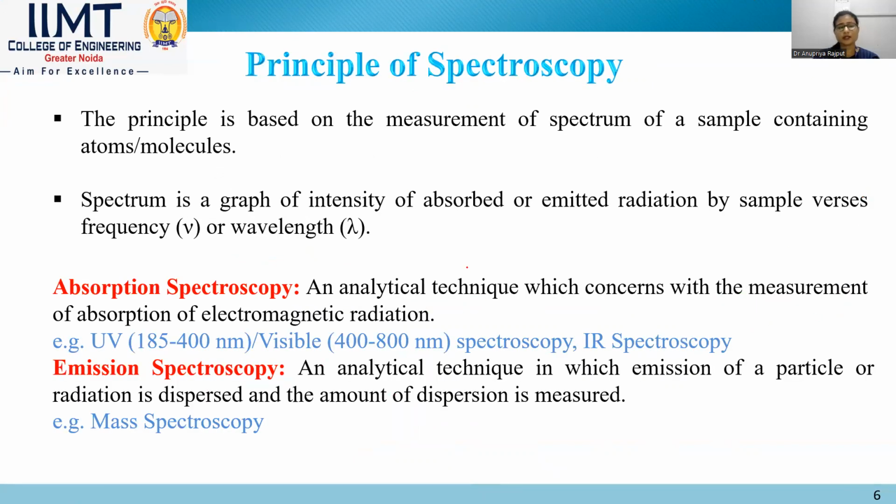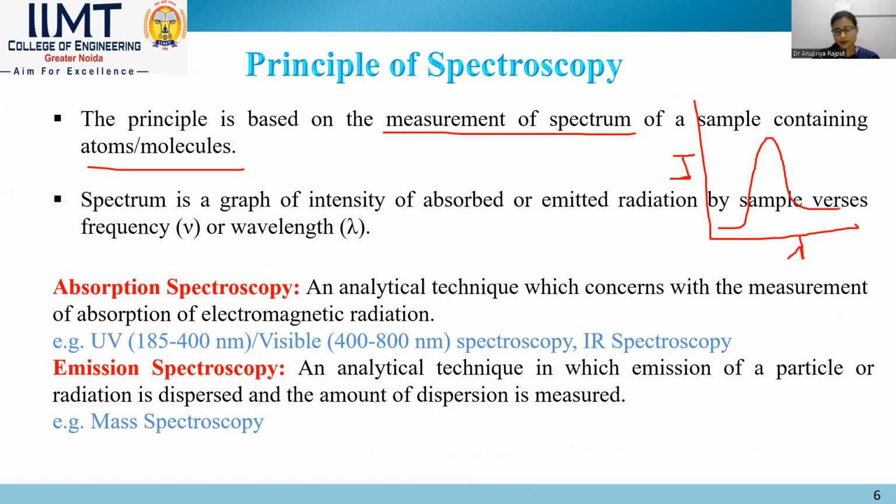Principle of spectroscopy. Generally, the principle of spectroscopy is based on the measurement of the spectrum of a sample containing molecules or atoms. That means spectroscopy gives the information in the form of a spectrum of energy change. And what is the spectrum? The spectrum is the graph of intensity of radiation versus lambda of radiation, and it comes in the form of like this.